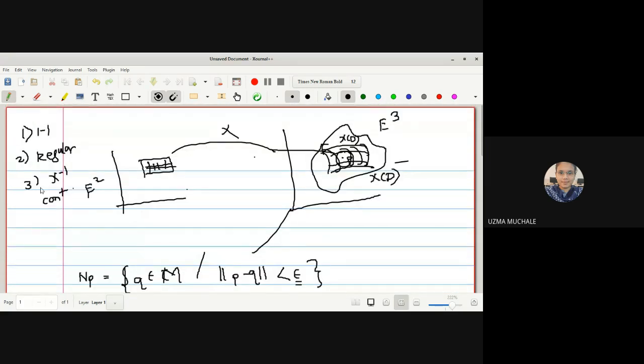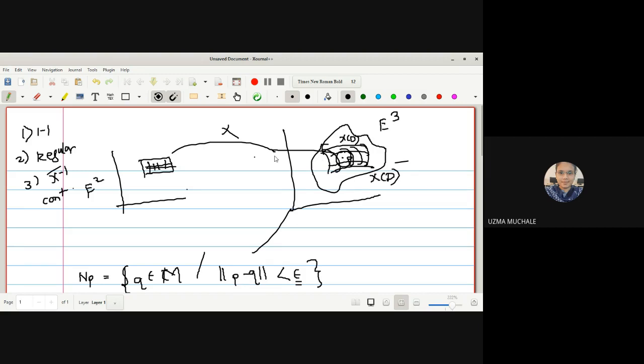Okay, so what are the conditions? First, it should be a subset M of E3. Second, it should satisfy the condition of a proper patch for each point P in M. For each point P, you should have a proper patch, and that proper patch should contain the neighborhood of that point P in M. Proper patch whose image means what? X of D, where D is a domain, and the resultant we are getting is X of D. So X of D should contain the neighborhood of the point P in M.